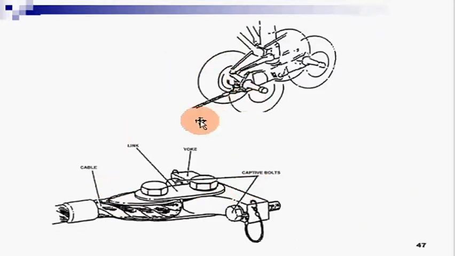This is an example of a different kind of link. Here is the cable, and this is the attachment of the cable. This is a yoke, and the captive bolts which hold the positions.